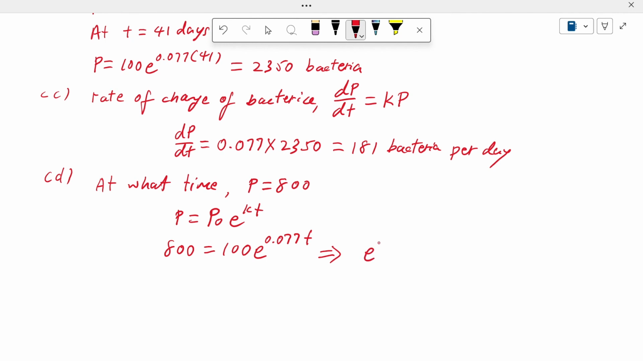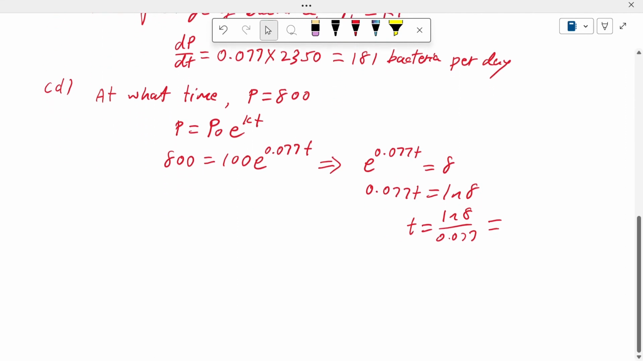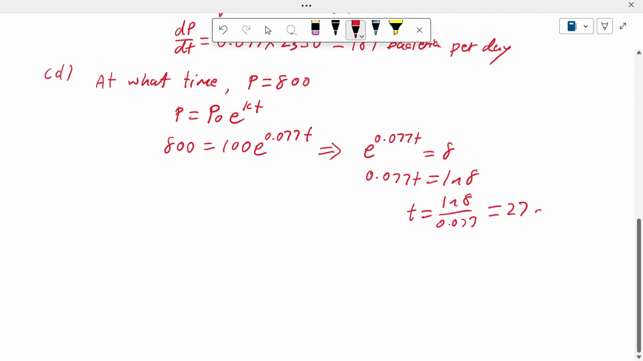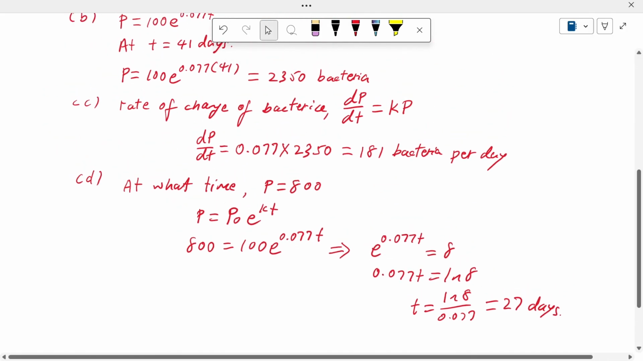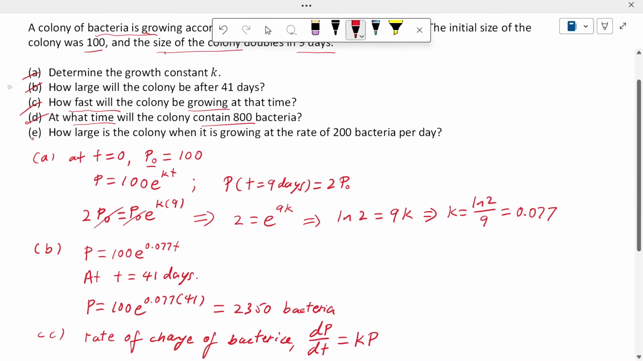So we have exponential 0.077 t is equal to 800 divided by 100, we get 8, right? And from here, we take ln on both sides. Then we get 0.077 t equal to ln 8, and the time is just ln 8 divided by 0.077. So the t here will be equivalent to 27 days. Okay, so after 27 days, we get the bacteria size equal to 800. Now we see question E.